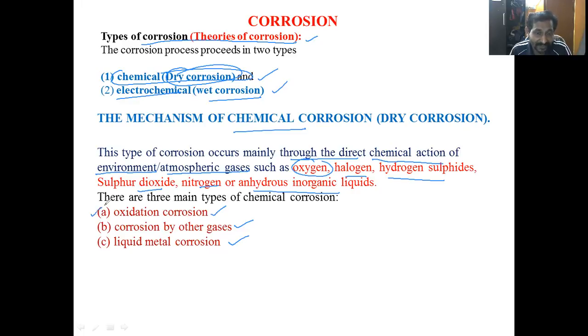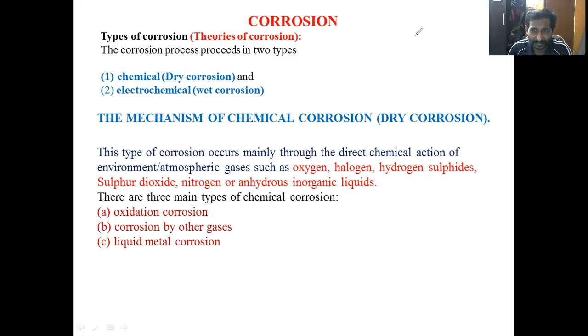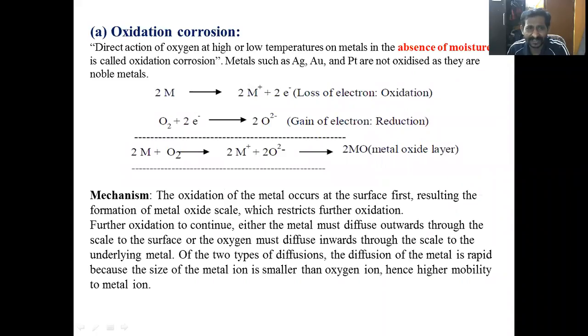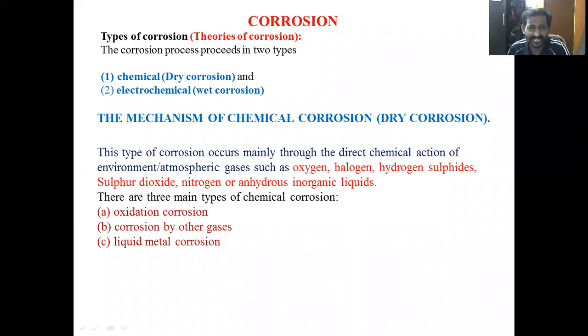So chemical corrosion is classified into three types: oxidation corrosion, corrosion by other gases, and liquid metal corrosion. One by one we discuss in depth, then you can easily understand the mechanism behind chemical corrosion. Okay, next slide. Next slide is coming to oxidation corrosion.